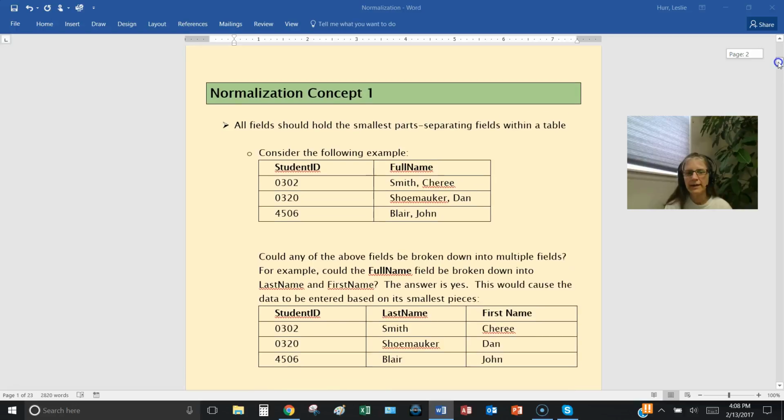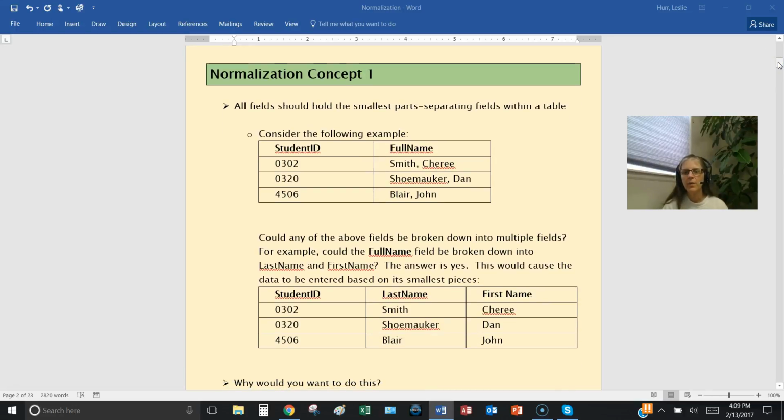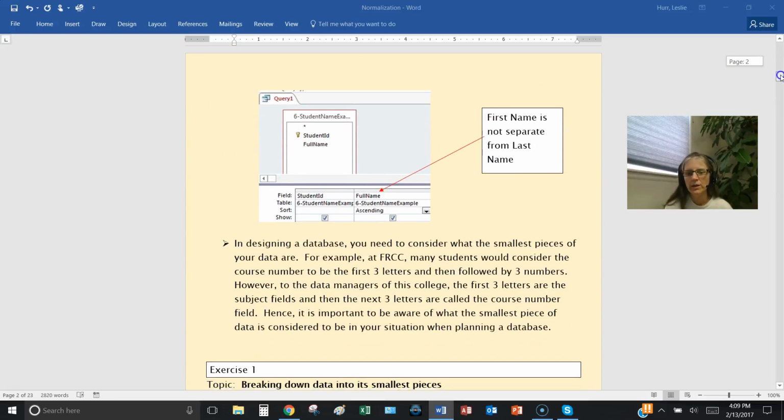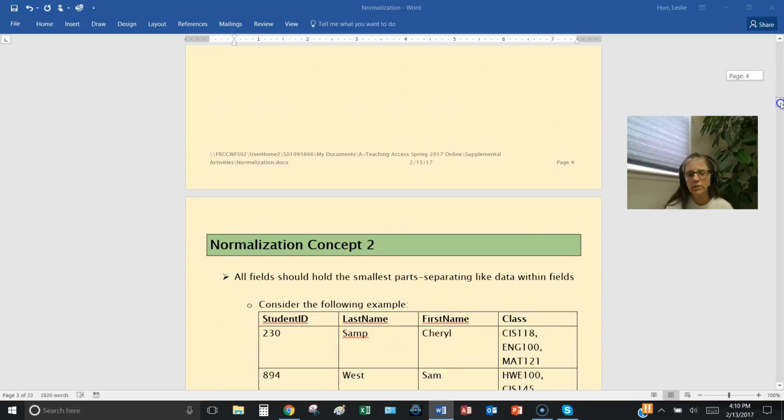This is the first concept I want you to realize: we want fields to be in their smallest pieces. In this example, we've got full name, and the problem with full name is that the last name and the first name are together. If you ever wanted to sort by last name only, or last name then first name, I suppose last name comma first name wouldn't be too hard, but sorting by first name would be a little bit difficult because it's not in its own field. So we break it down. That's what this is talking about here, and I'll let you read it as well. Here's a query showing how it would be difficult to sort by first name. You can read a little bit more, and here is an exercise that I'll let you do on your own.